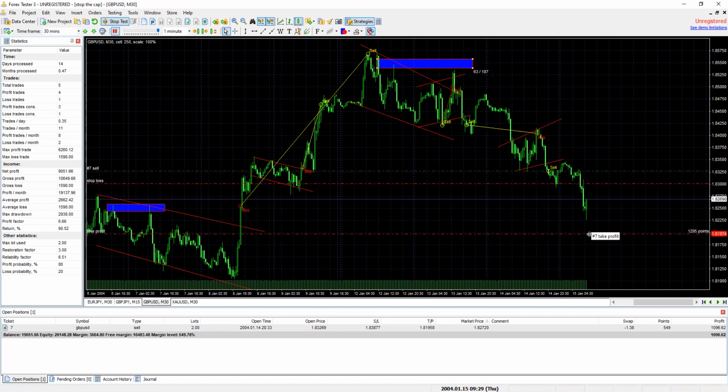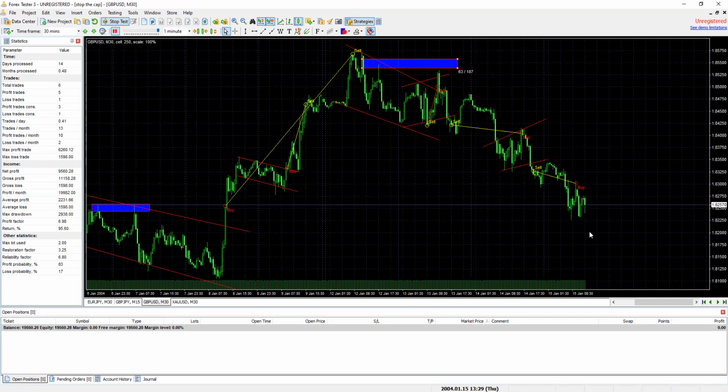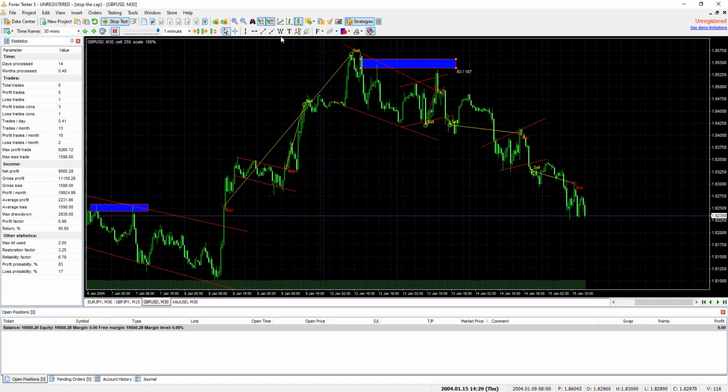120 pips. Again, stop loss is hit, but the stop loss was hit in profit. And just look for your next trade. And again, it looks like we're having another one here. There's another one here, another flag here again.